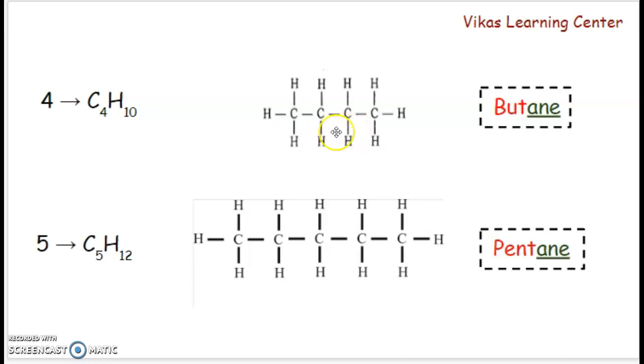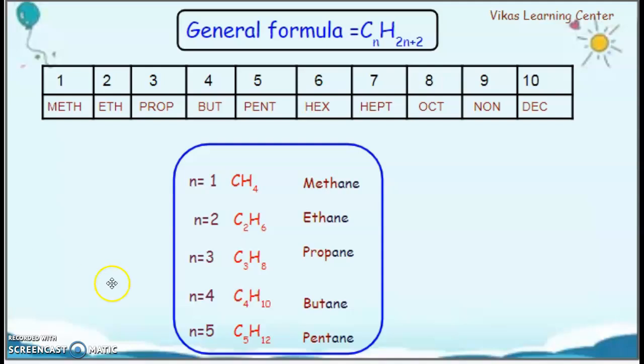If you look here, as these 4 carbon atoms are covalently linked with one another and with the respective hydrogen atoms, the formula goes as C4H10. Likewise, for 5 carbon atoms, the formula goes as C5H12. So you observe here, starting from 1 carbon atom to 5 carbon atoms, you can see it follows a particular trend.